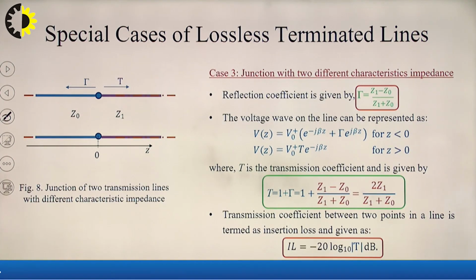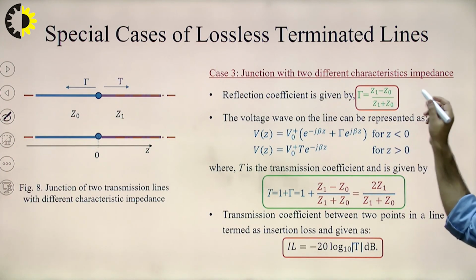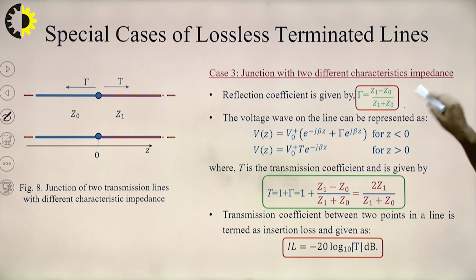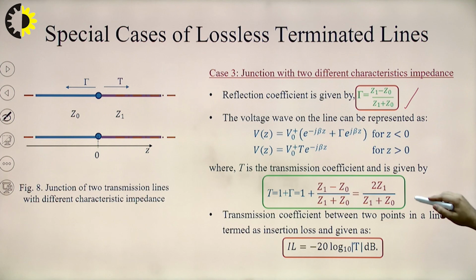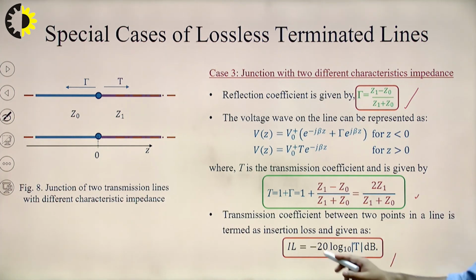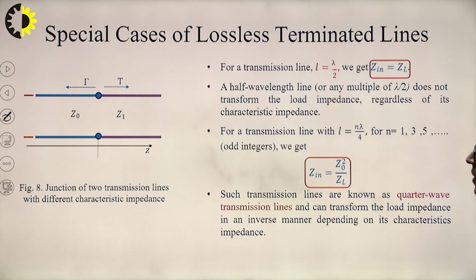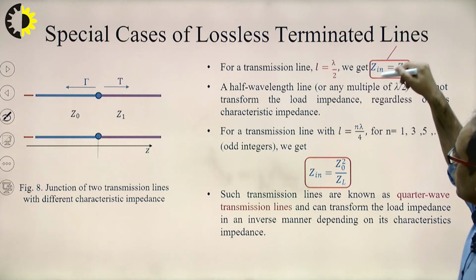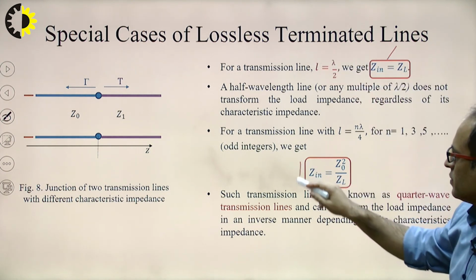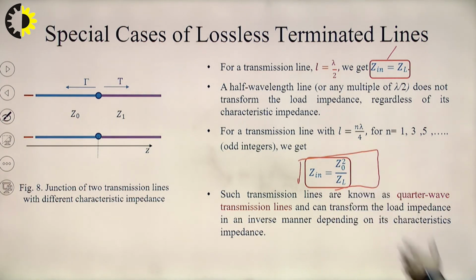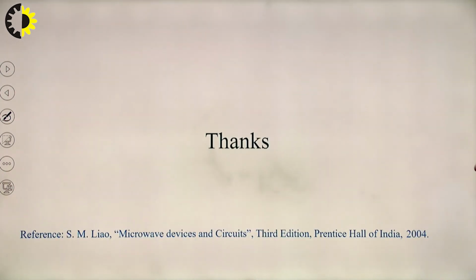Third case, when there are two different impedances, here ZL and here Z naught. As I have told you, the reflection coefficient is ZL minus Z naught upon ZL plus Z naught, then the transmission coefficient, and this one is the return loss and transmission loss. And at that time, when there is a perfect matching, for a transmission line Zin equals Z naught whole square upon ZL.